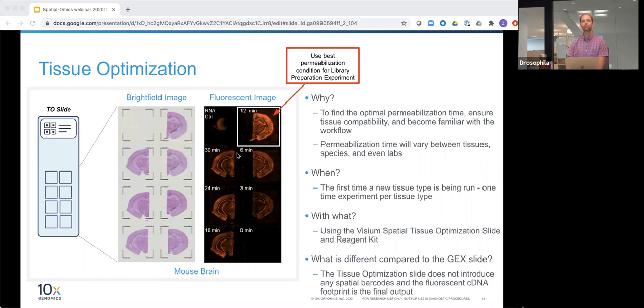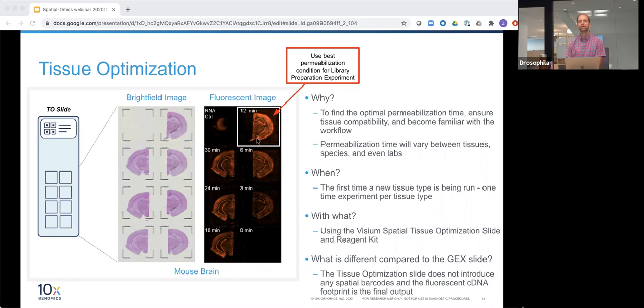And what you're looking for here is that optimal permeabilization condition where you see the brightest image with the least amount of diffusion. So you can see at 3 minutes, this is pretty dim, 6 minutes is a bit brighter, but 12 minutes is pretty bright. And you don't see much of an increase in brightness from 18 to 30 minutes. However, if you were to zoom in, by the time you get to 30 minutes, you might see a little bit of blurring of these lines. And that's because these transcripts are starting to diffuse away. And so in this case, you would choose 12 minutes as your optimal permeabilization time for the mouse brain, because this gives you the brightest image that has the least amount of diffusion.